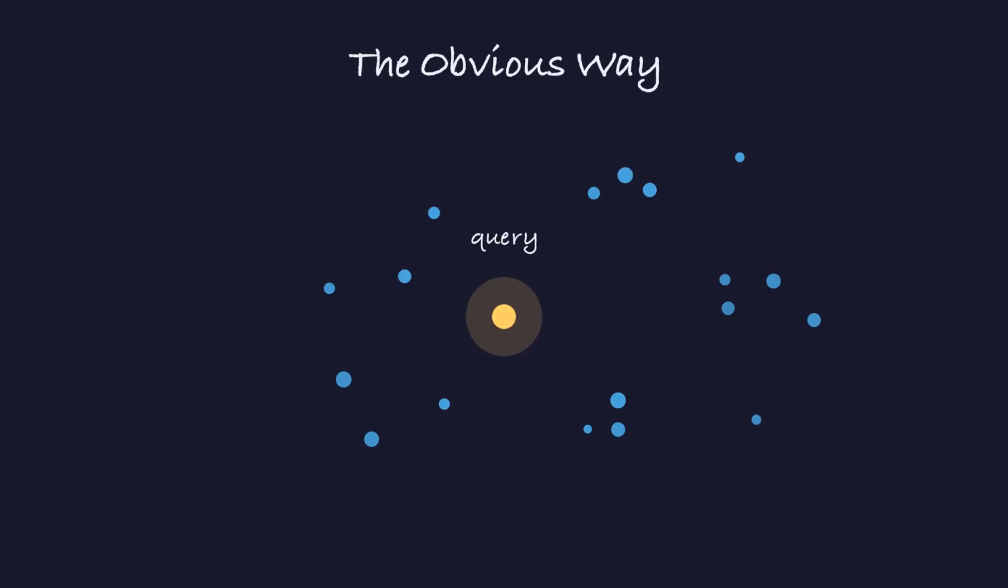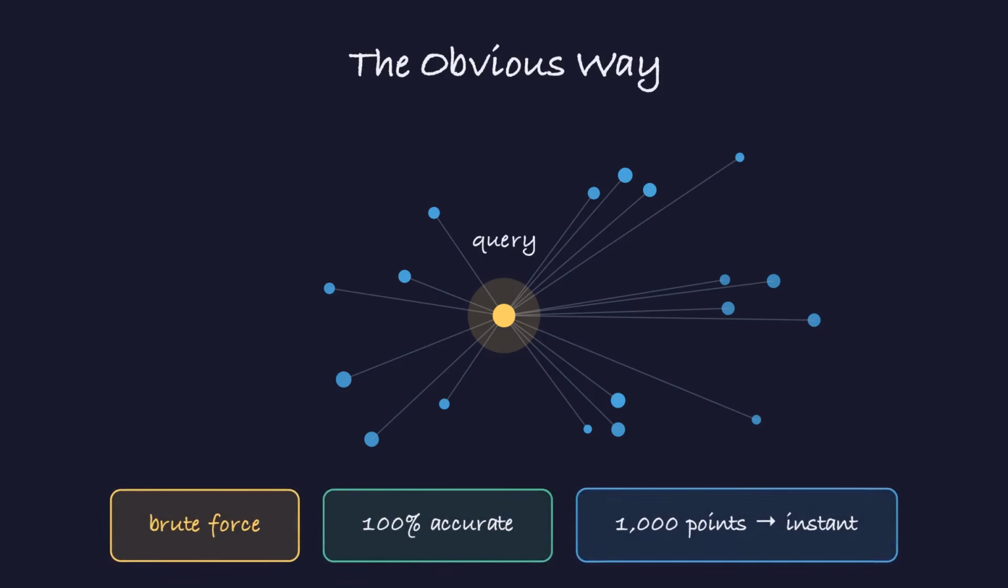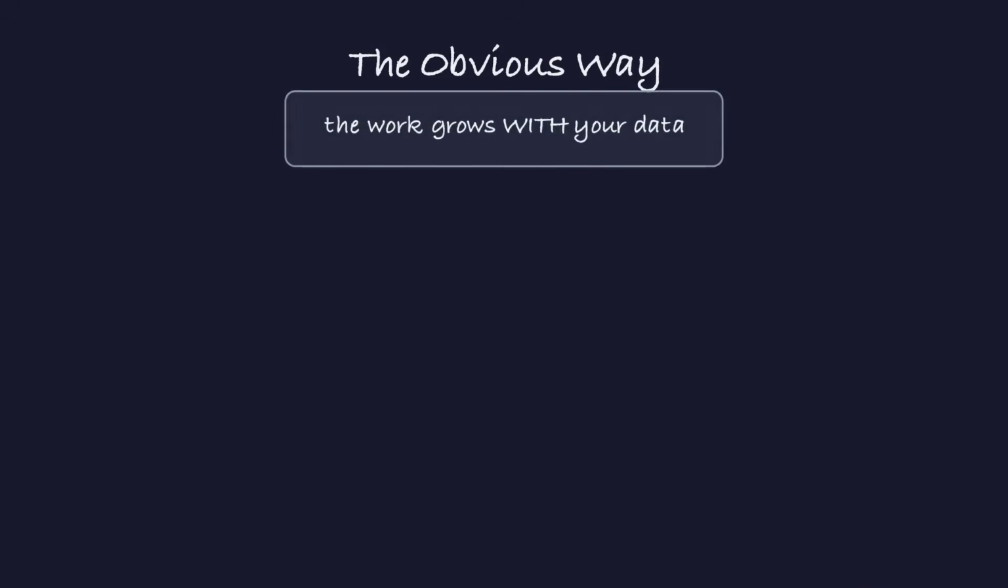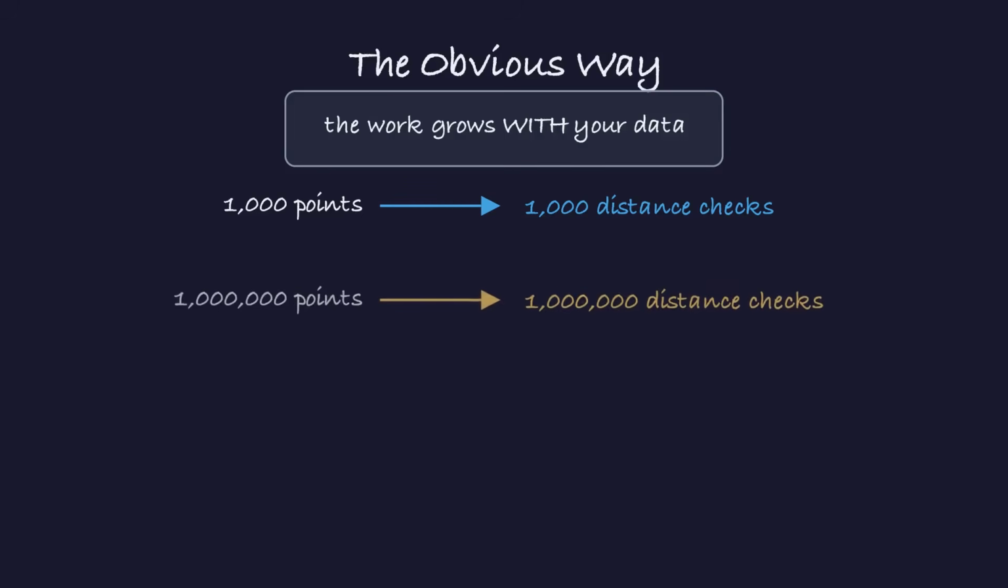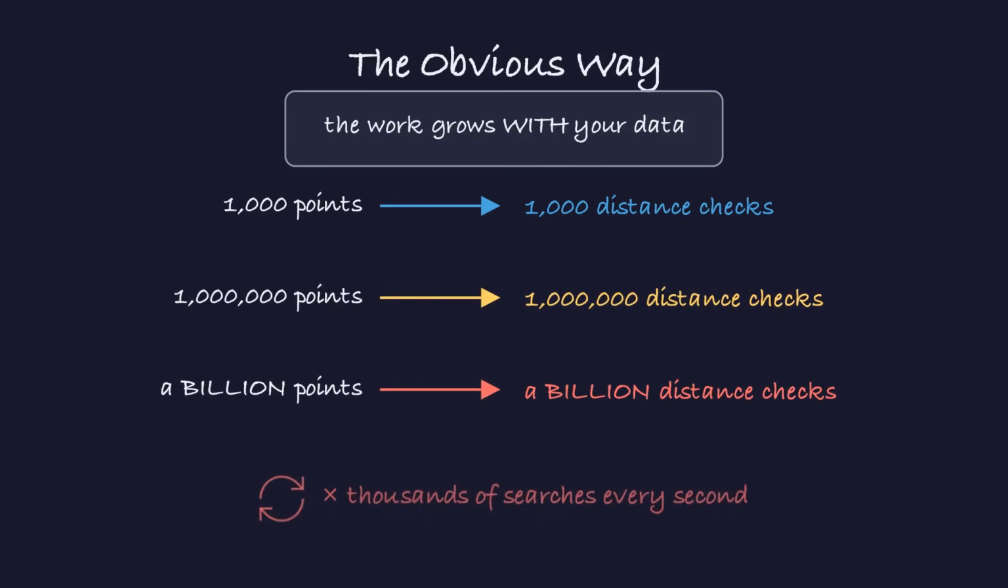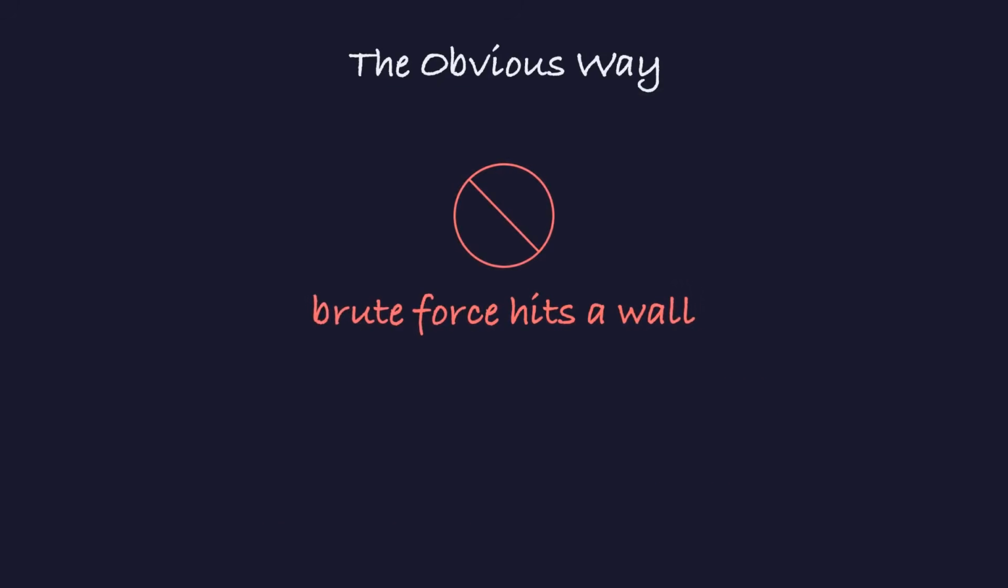So how do you find the nearest points? The obvious way: measure the distance from your query to every other point, then keep the closest few. This actually works. It's called brute force and it is perfectly accurate. With 1,000 points, it's instant. The problem is scale. The work grows with your data. 1,000 points, 1,000 checks. 1,000,000,000 points, 1,000,000,000 distance calculations for every single search, and you might be running thousands of searches a second. Brute force doesn't scale. It hits a wall and dies.